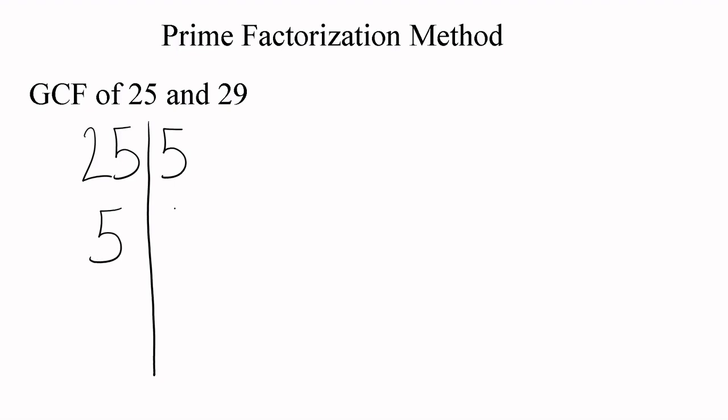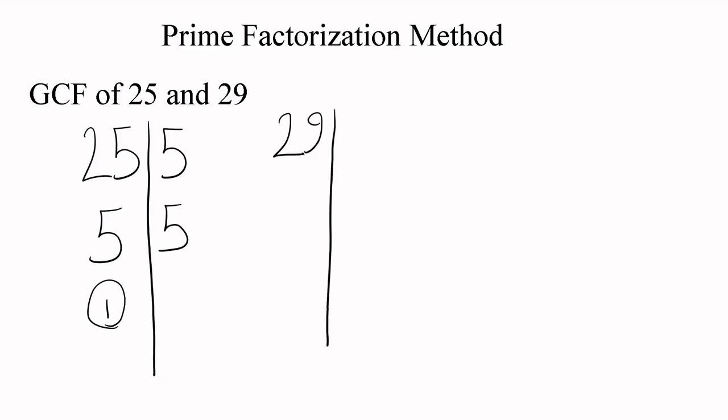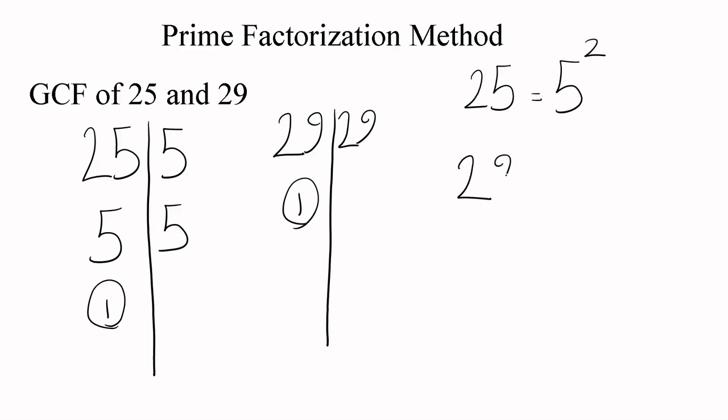Let's calculate the GCF of 25 and 29. Let's start with 25 and find prime factors of 25. I can divide it by 5. I'm going to have 5. Again, 5, 1. When I reach 1, I must stop. I have 29. Do you know any prime number that I can divide 29 by? Yes, of course. 29 itself, because 29 is prime. So I can write 25 as 5 times 5, and 29 as 29.